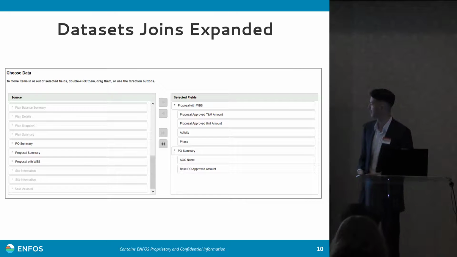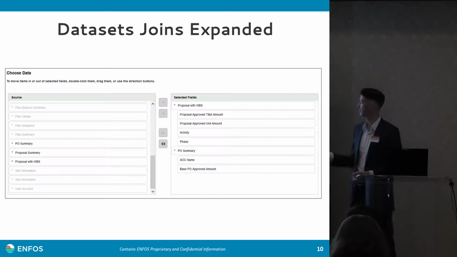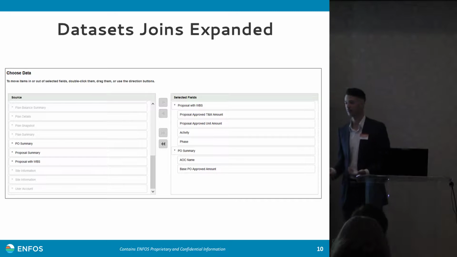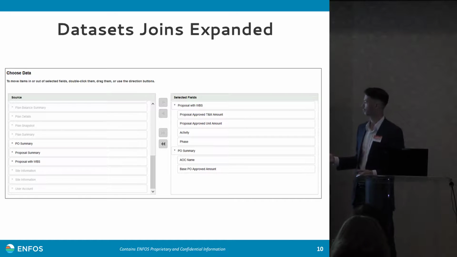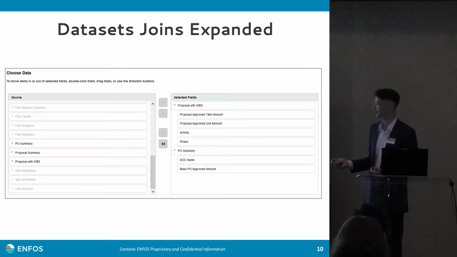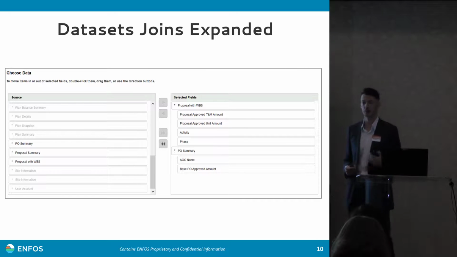So looking at those same data sets with the joins expanded, we've got the proposal with WBS and the PO summary. The nice thing about the data sets is that you don't have to pull all 90 fields from them. If I only want the proposal approved time and materials amount and the proposal approved unit amount with 2 levels of WBS detail, and the AOC or project name and the base PO approved amount from the PO summary data set, I only need to pull those 6 fields. There's no need for me to pull 180 fields and search through them.